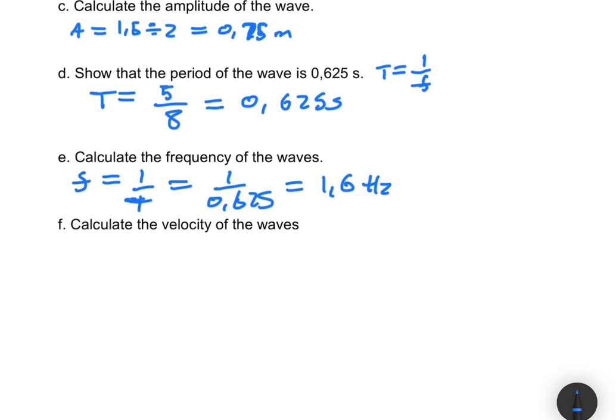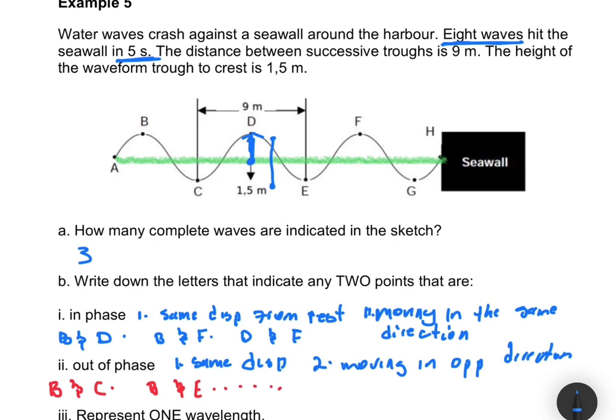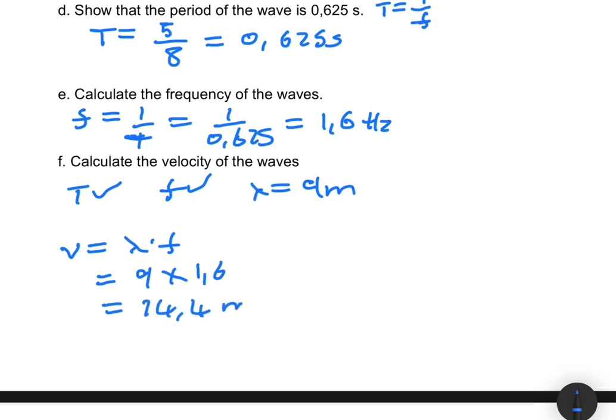The last question, we're looking for the velocity. So let's look at the information we have. We have the period, we have the frequency. Let's see if we have the wavelength, right? We have the wavelength here. It is 9 meters. So we can say that the velocity will be equal to the wavelength multiplied by the frequency. We can also just say the wavelength divided by the period. But let's just go ahead and do that. So we're going to have 9 multiplied by 1.6, which is going to be 14.4 meters per second.